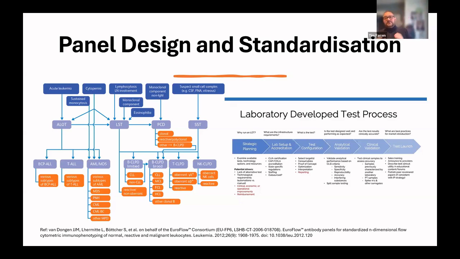Over the past decade, there's been a real push towards a greater understanding and a greater standardization through initiatives such as the Euroflow Consortium, which has validated panels for both diagnostic and MRD assessment. However, in the UK, in routine practice, many laboratories still continue to use either adapted or fully laboratory developed panels, or maybe a hybrid mixed approach, rather than adopting consensus panels in their entirety.